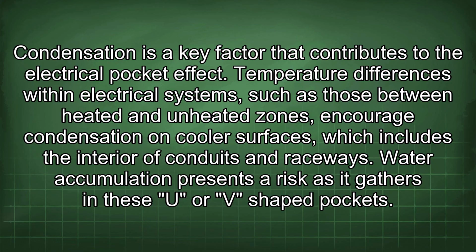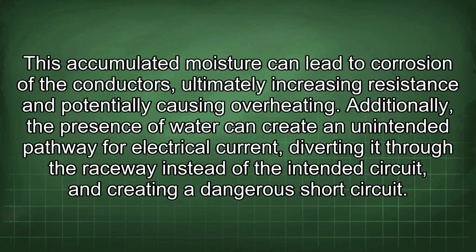Condensation is a key factor that contributes to the electrical pocket effect. Temperature differences within electrical systems, such as those between heated and unheated zones, encourage condensation on cooler surfaces, which includes the interior of conduits and raceways. Water accumulation presents a risk as it gathers in these U or V-shaped pockets. This accumulated moisture can lead to corrosion of the conductors, ultimately increasing resistance and potentially causing overheating. Additionally, the presence of water can create an unintended pathway for electrical current, diverting it through the raceway instead of the intended circuit, and creating a dangerous short circuit.